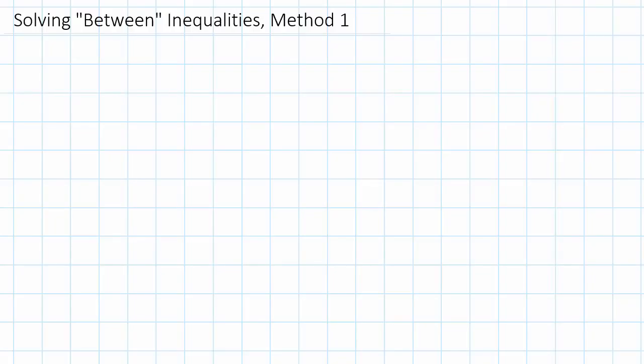One thing that we do meet with inequalities that we never saw with equations is that we sometimes see inequalities where instead of just having one inequality symbol, we're using two inequality symbols to describe one quantity being between two others. So for example, we might see an inequality that says 3 is less than 2x minus 3 is less than or equal to 7.